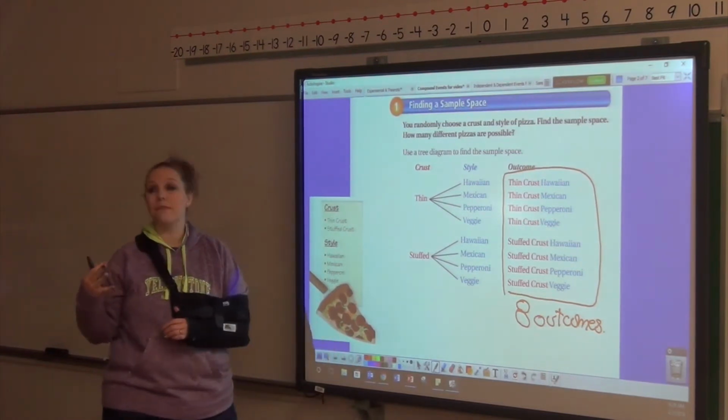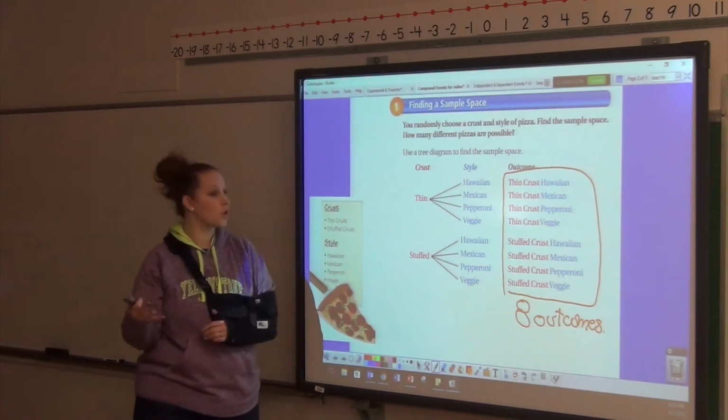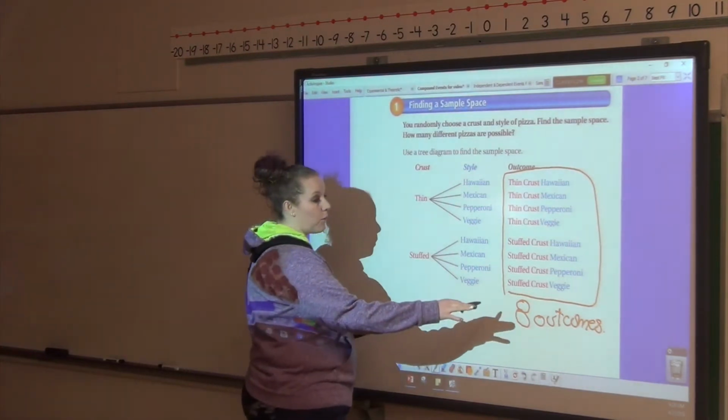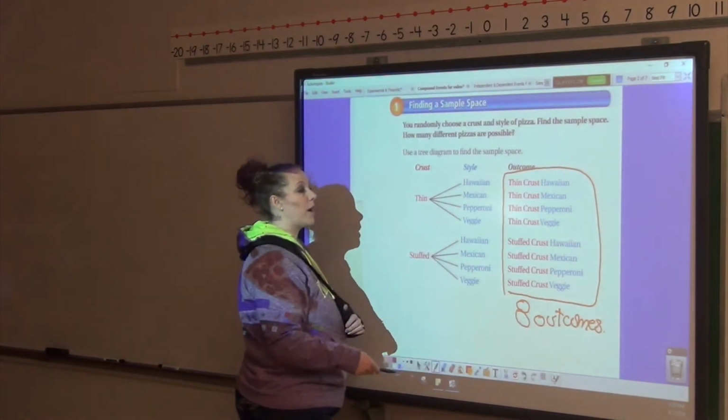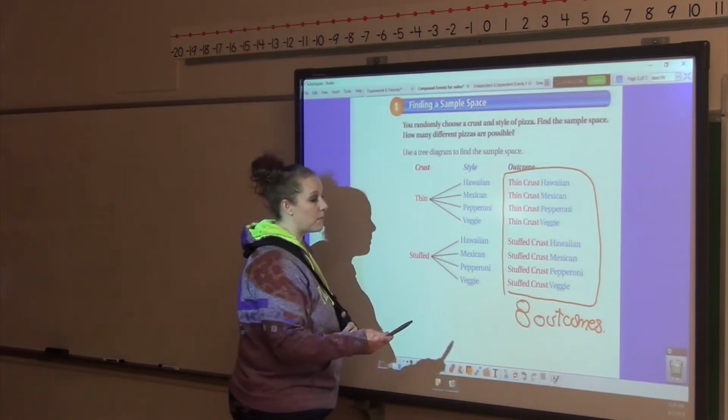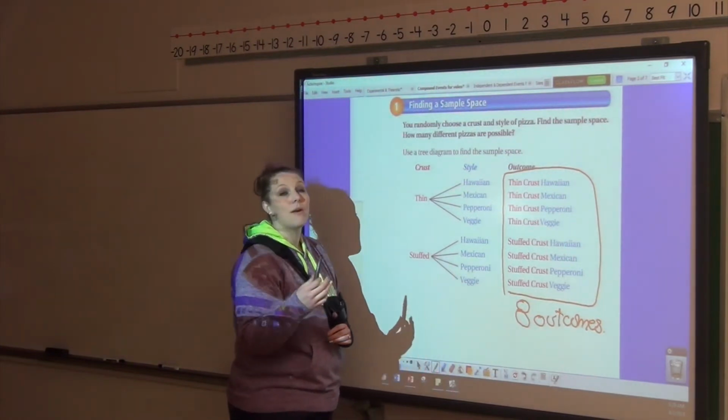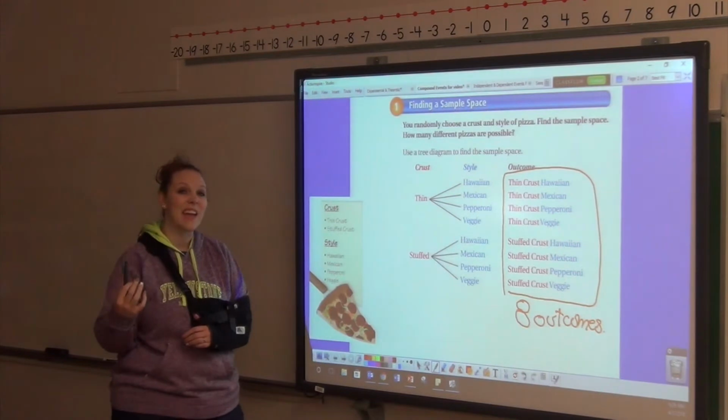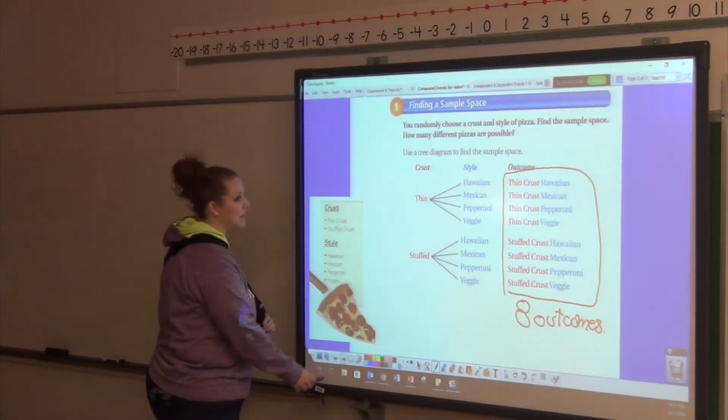If we were to have, let's say, a hand-tossed crust, we would actually have four more options here. We'd have hand-tossed Hawaiian, hand-tossed Mexican, hand-tossed pepperoni, hand-tossed veggie. And then we would have four more, so we would actually have 12 outcomes.